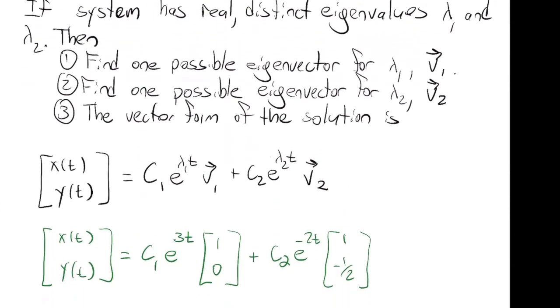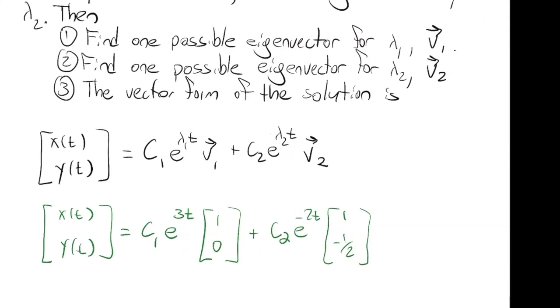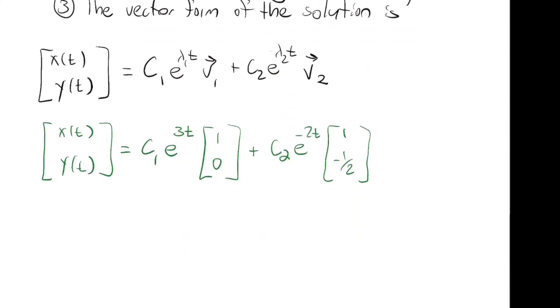So in this case, we had two real eigenvalues, 3 and -2. And here we had the eigenvector for 3 was 1, 0. We had an eigenvector for -2, which was 1, minus 1 half. And let me just say, this is equivalent to if we wrote these out separately.